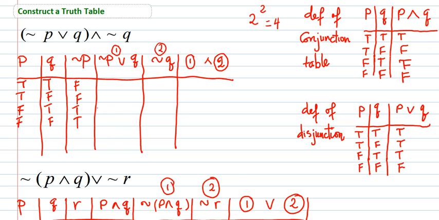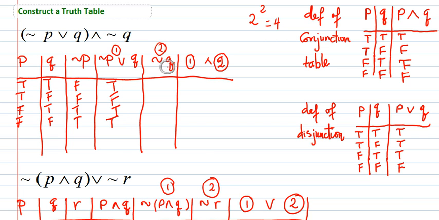Then for this column we have not P or Q. So we look at these 2 columns right here. False or true is true. How do I know? Because this is a disjunction. True or false is true. False or true is true. False or false is false. True or true is true. True or false is true.